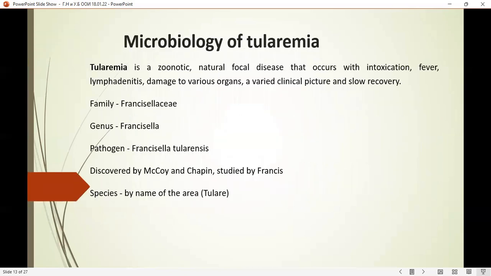Tularemia is a zoonotic natural focal disease that occurs with intoxication, fever, lymphadenitis, damage to various organs, a varied clinical picture, and slow recovery. The name of the disease and the specific epithet of the pathogen came from Tulare County in California, where the bacterium was first isolated from ground squirrels by researchers McCoy and Chapin. The genus name comes from the surname of Edward Francis, a researcher of tularemia. The microorganism is assigned to the second group of pathogenicity.